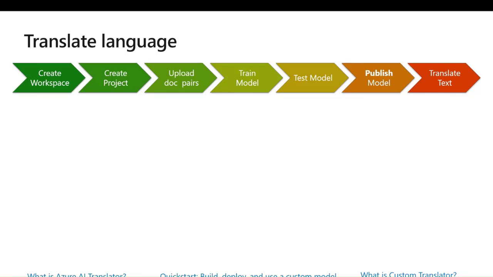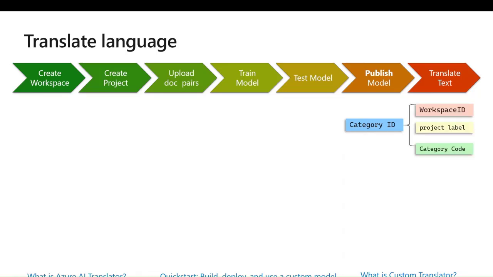After publishing your custom model, you can access it with the Translator API by using the category ID parameter. Use the category ID when making a custom translation request via Microsoft Translator Text API version 3. The category ID is created by concatenating the workspace ID, project label, and category code. Use the category ID with the text translation API to get custom translations, which will look like this.